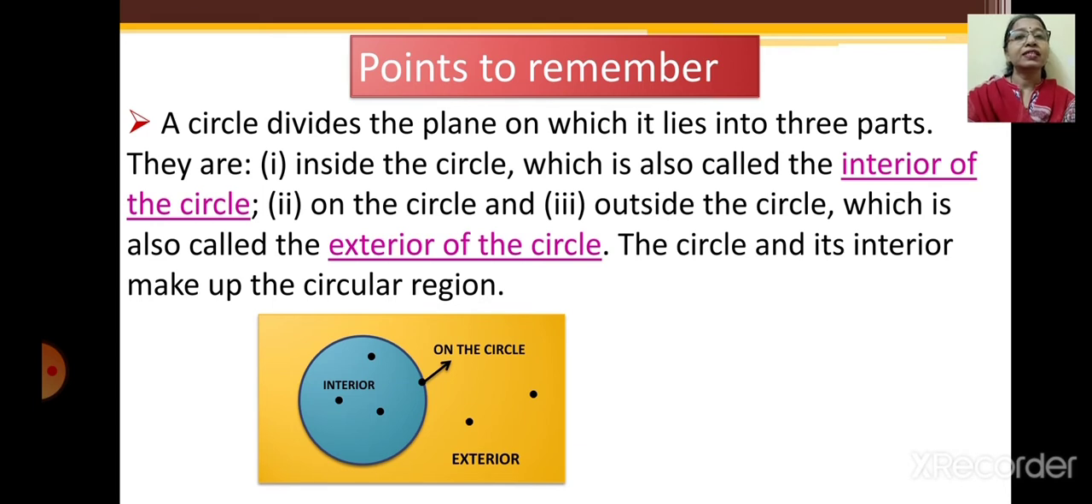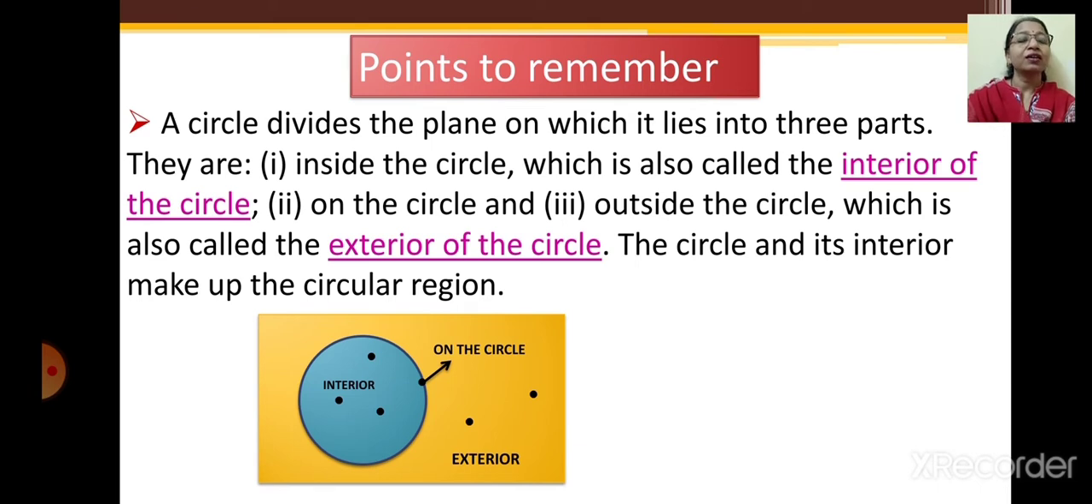Number 1, inside the circle, the points which lie in the interior of the boundary of the circle is called the interior of the circle. Now some points lie on the circumference of the circle, so such points are called points on the circle. Now you can see 2 points in the yellow region which are outside the circle, so such points are called exterior of the circle.